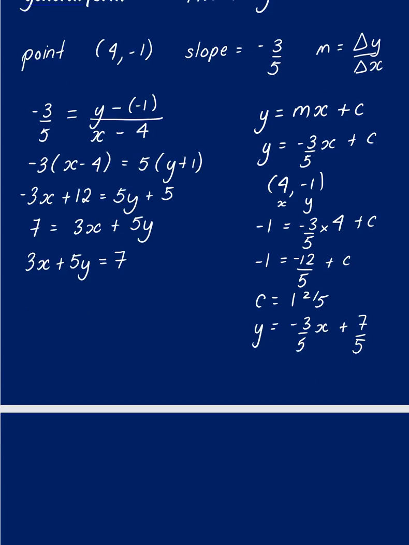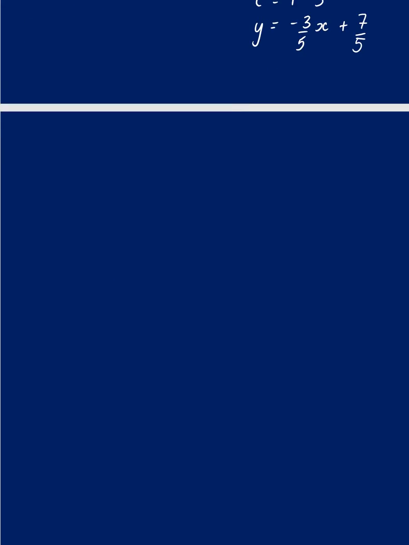I'm going to step it up a notch and say, what happens if we now have slightly different information given to us? A typical question might be, find the equation of the line that passes through the points (5, -2) and (1, 4).